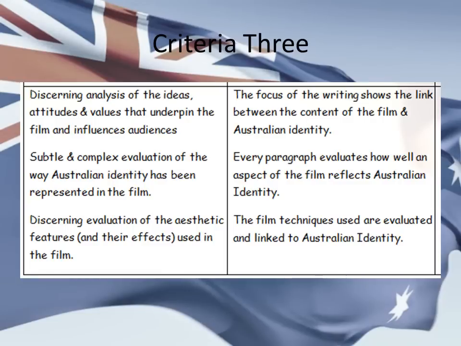And then the third criteria is looking at the way that the film links to Australian identity, and this is really the crux of what the task is asking you to do. Every paragraph needs to be focused on how well that film actually reflects modern Australia. And then looking at specific film techniques, which we'll talk about more in class, that might be typically Australian, or that might help us build a better understanding of our national identity.